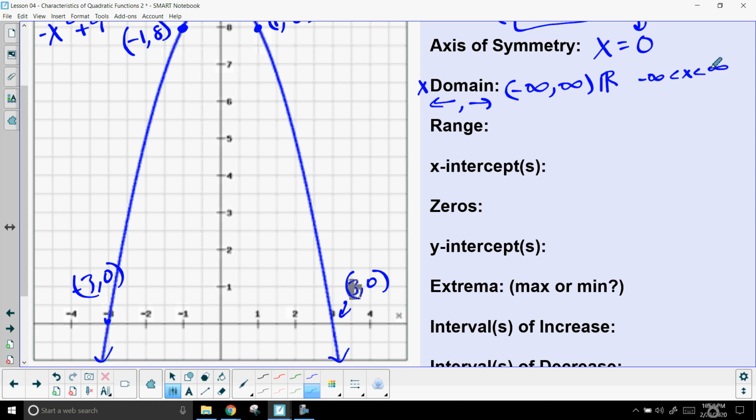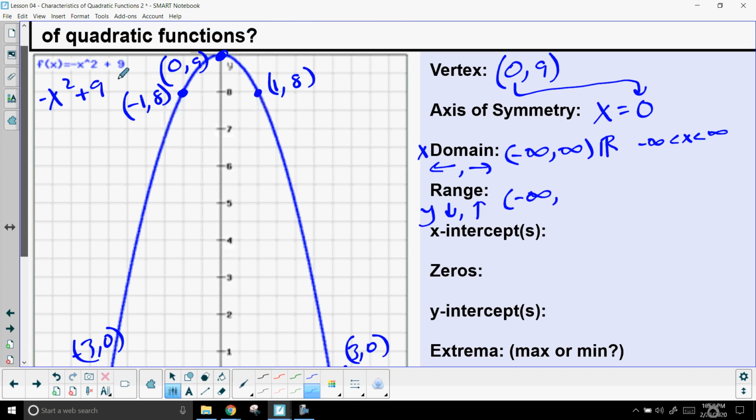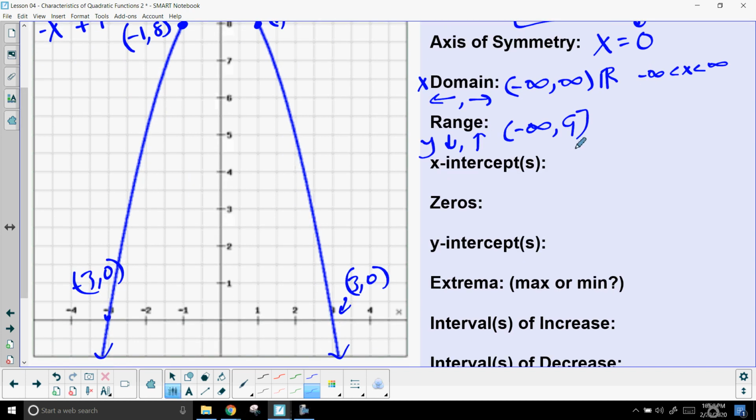Okay. Range, on the other hand, how low can you go? How high do you get? These are y's. Well, it's going to go down forever, negative infinity. But on the upside, though, it stops at 9 and it's going to be inclusive. We need to put a square bracket right here. We're including the 9. The infinity has a parenthesis because we're approaching infinity. We'll never get there because it's infinity.